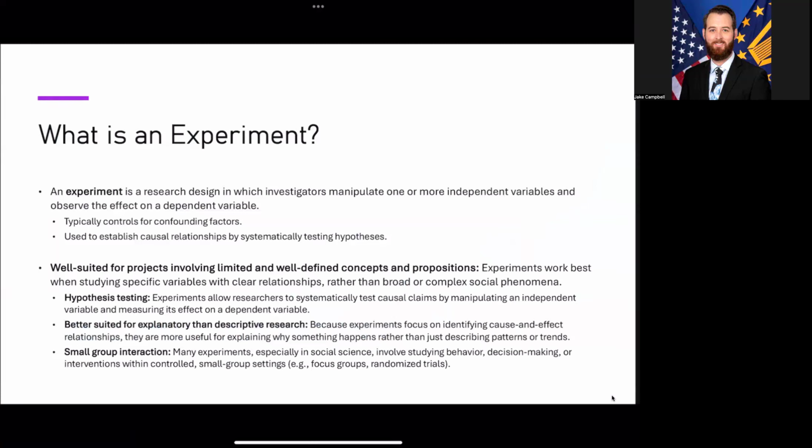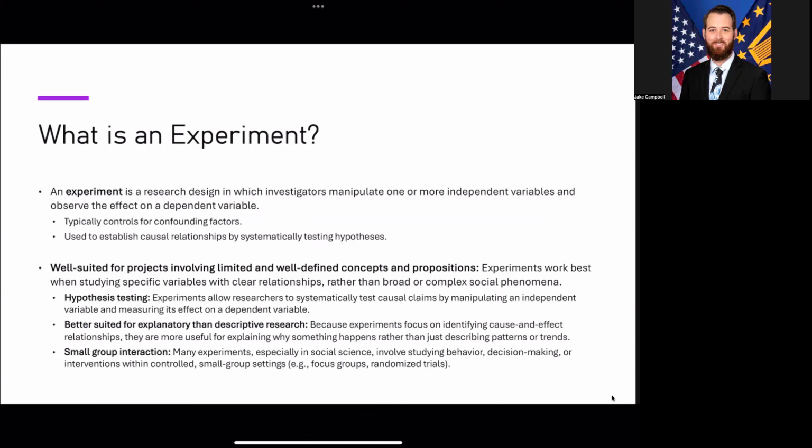An experiment is a research design where investigators manipulate one or more independent variables and observe the effect on a dependent variable. This is typically done in a laboratory setting. Our common knowledge and understanding of experiments comes from the physical sciences, where people would run experiments in a laboratory using either chemicals or biological experiments, but they also can be done with human participants as well.